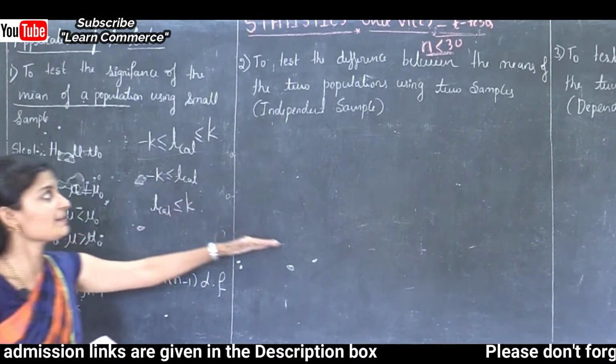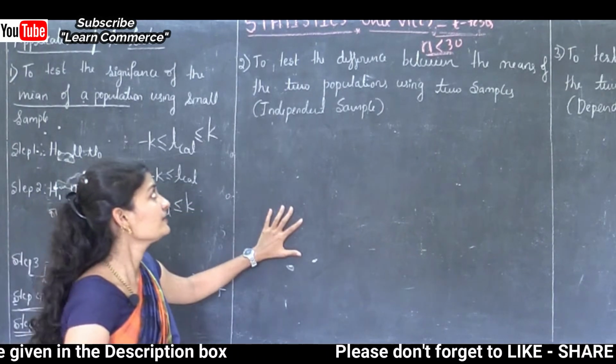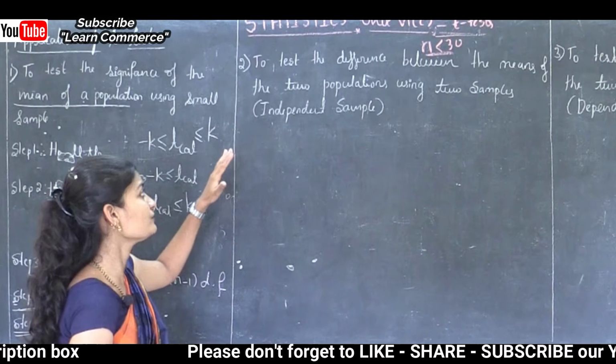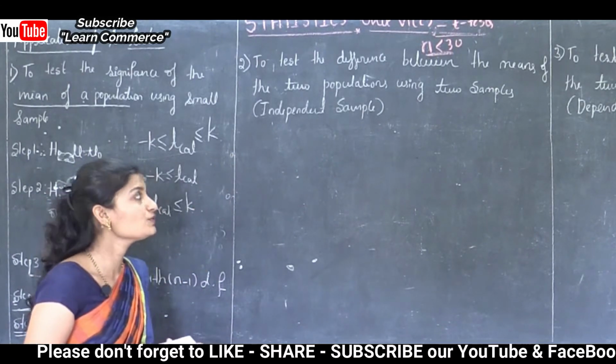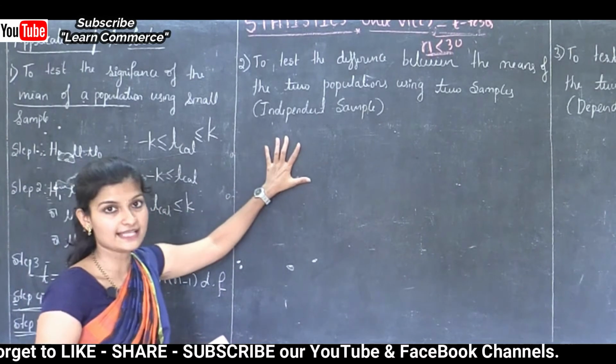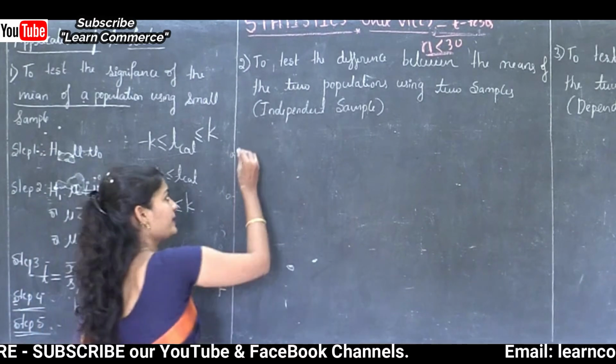Next, move to the second application of the t-test, that is, to test the difference between the means of two populations using two samples, that is, dependent samples. Okay, now let us see the test procedure.